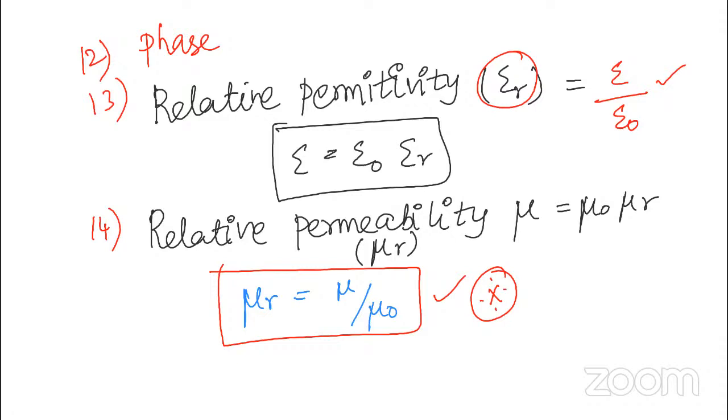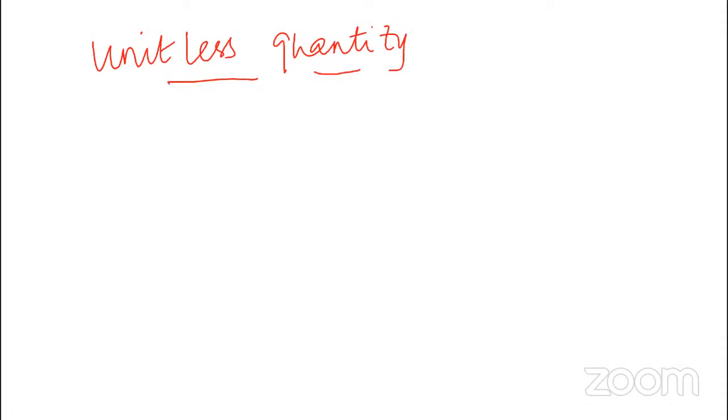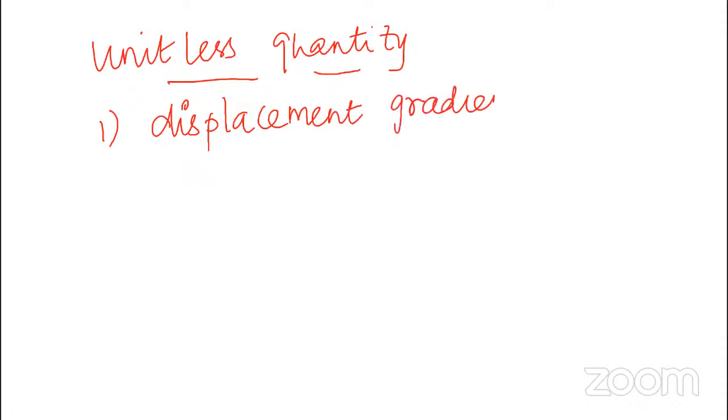Okay, children. Next one, unitless quantity. First one, displacement gradient. For displacement gradient, there is no unit. For joules, we don't get the dimensional formula.